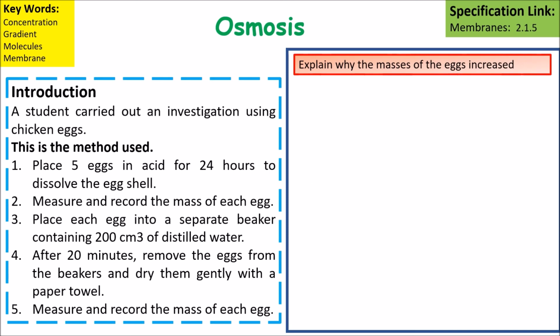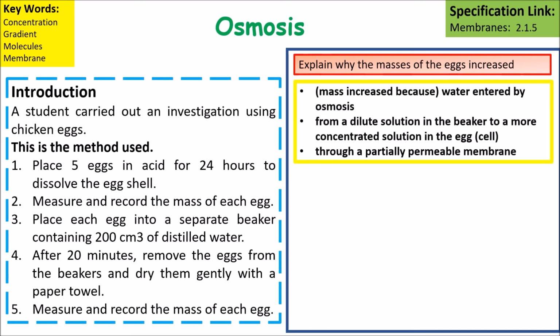Explain why the masses of the eggs have increased. You'd need to talk about water entering by osmosis from a dilute solution in the beaker to a more concentrated solution in the egg through that partially permeable membrane.